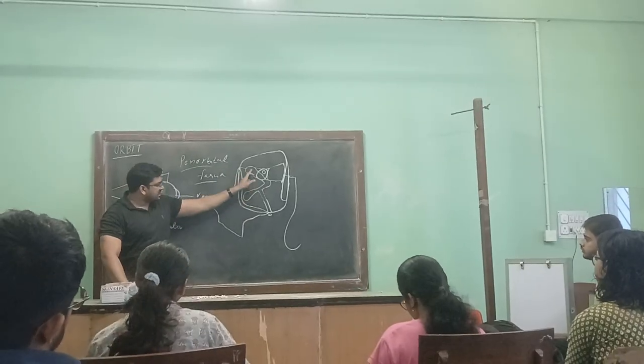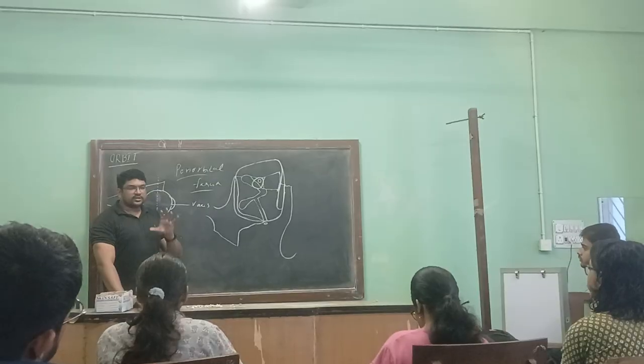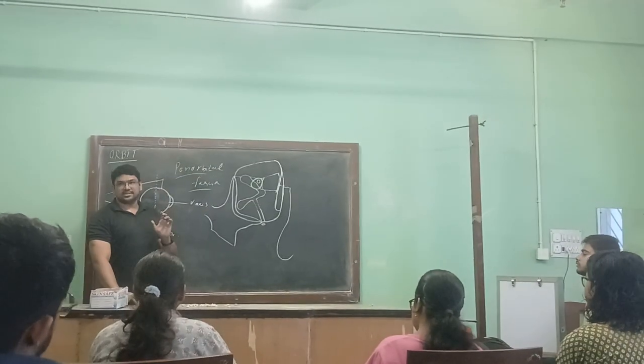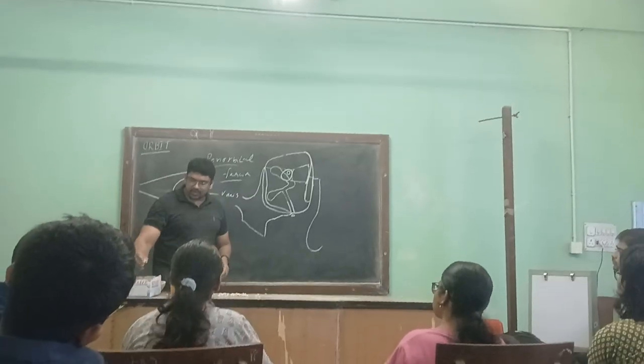What are these fissures needed for? What's the apex of the orbit? They are for the passage of the nerves and blood vessels, to and fro. Okay. So what are the nerves and vessels?